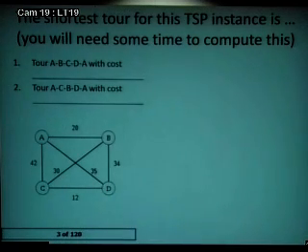Do it quickly. A, B, C, D, A is one tour, right? It's one tour that visits all 4 vertices, starting with A, visiting all other 3 vertices, and coming back to A. But I can also do A, C, B, D, A. Will that give me different numbers? It's also a valid tour. It starts from A, visiting C, B, and D, the other 3 vertices, and comes back to A. What is the cost for the first one? What is the cost for the second one? Which one is shorter?